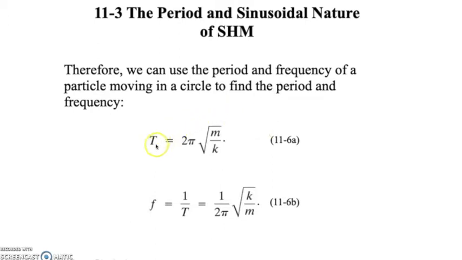So, period of SHM is this, 2 pi square root of m over k. This is for a spring system. And then frequency is just going to be the inverse of the period, which is 1 over 2 pi square root of k over m. You can learn both equations. I would much rather learn this one and then just take this to be frequency, but your choice.